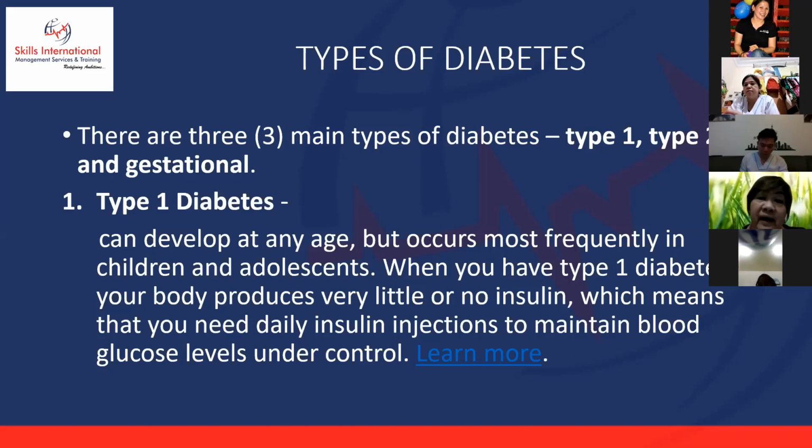So type 1 is from birth. It develops from birth and occurs in children and adolescents. When you have type 1 diabetes, there is no production of insulin, and you need a daily dose of insulin injection to maintain the blood glucose level under control.